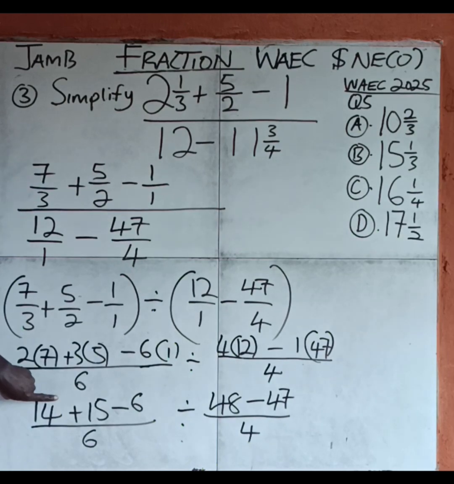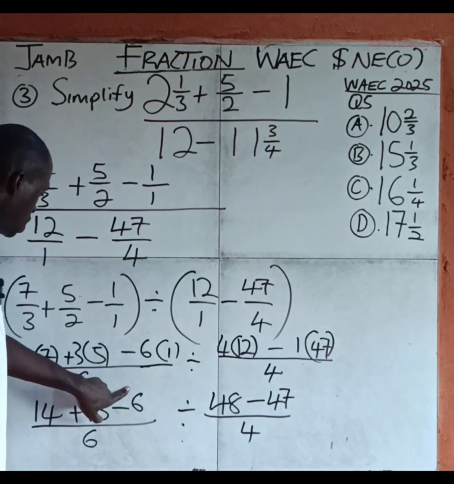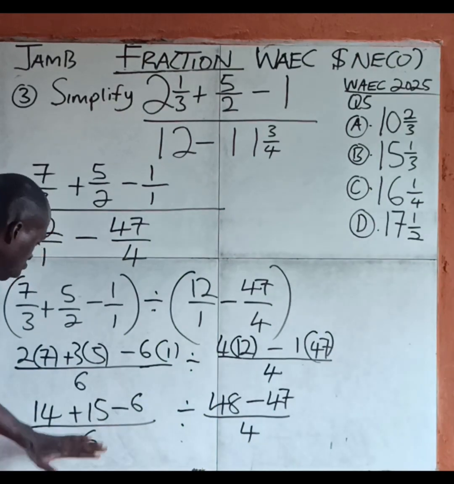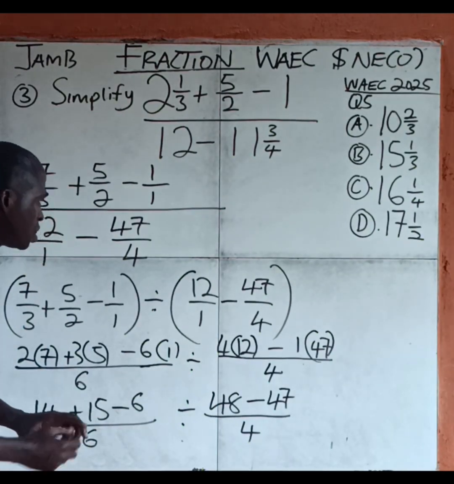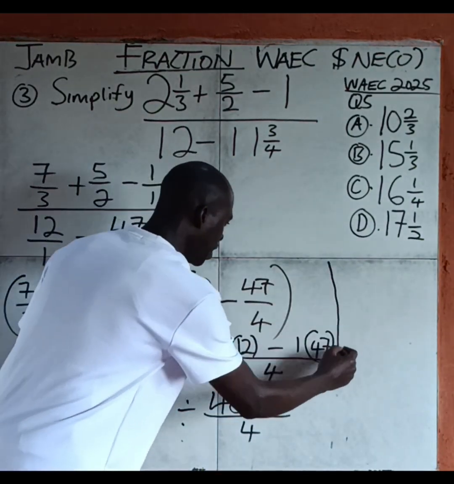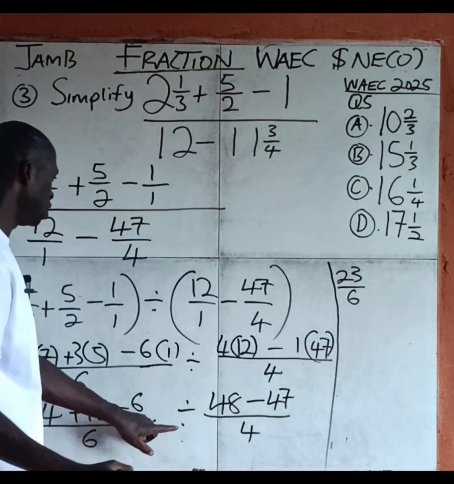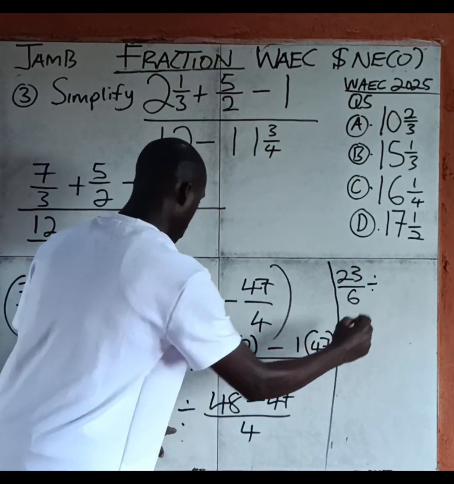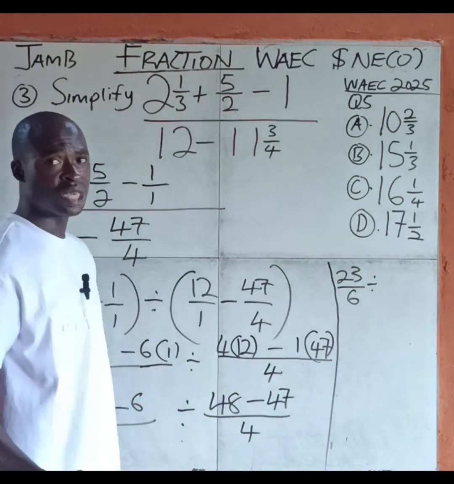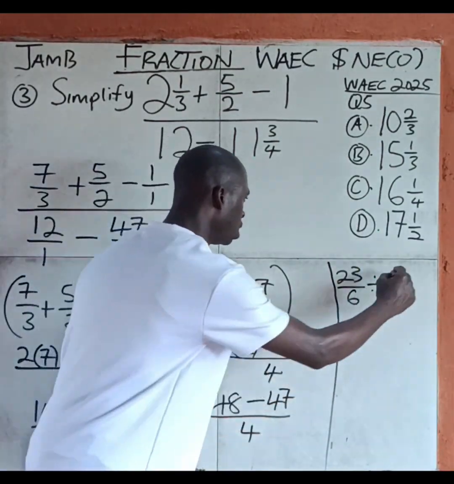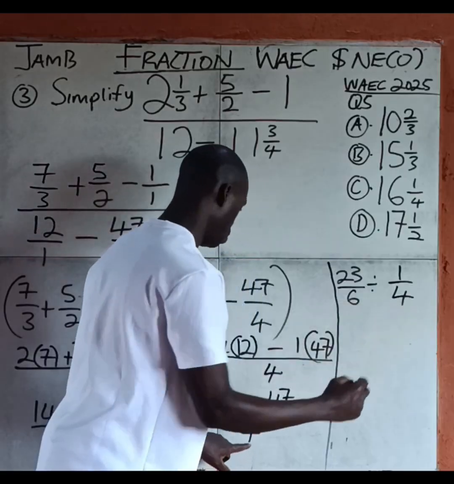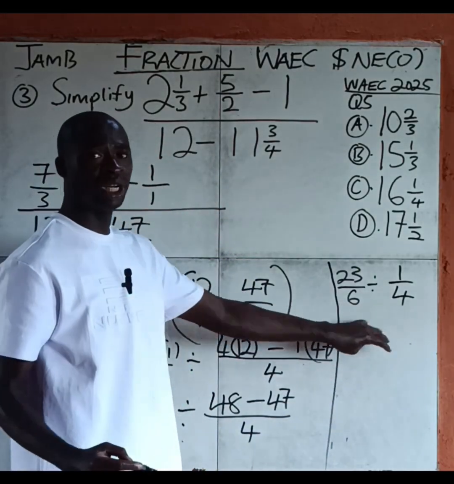I'm having 14 here. 14 plus 15 will give me 29. 29 minus 6 will give me 23. So this whole fraction is what? 23 over 6. So we are going to finish it off here. I'll call here 23 over 6. Next, I'm going to set my division sign. We are coming here. 48 minus 47. Automatically, that is 1. So that becomes 1 over 4. So this is what we are currently having.